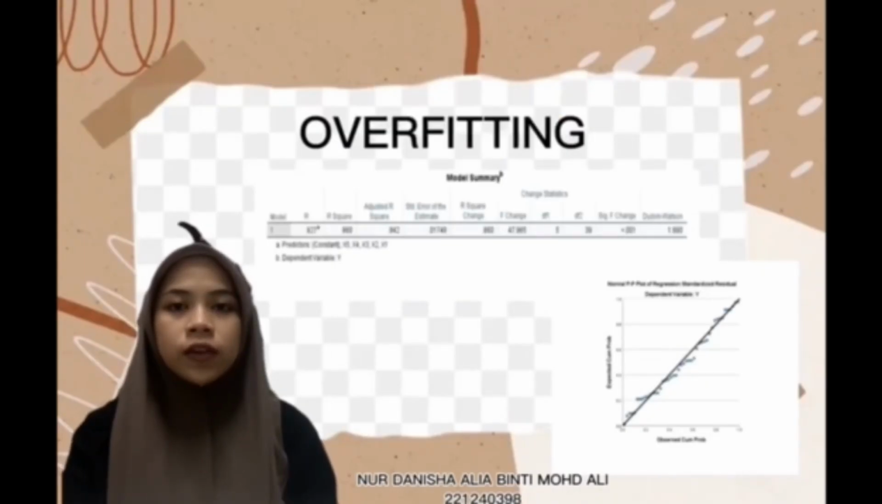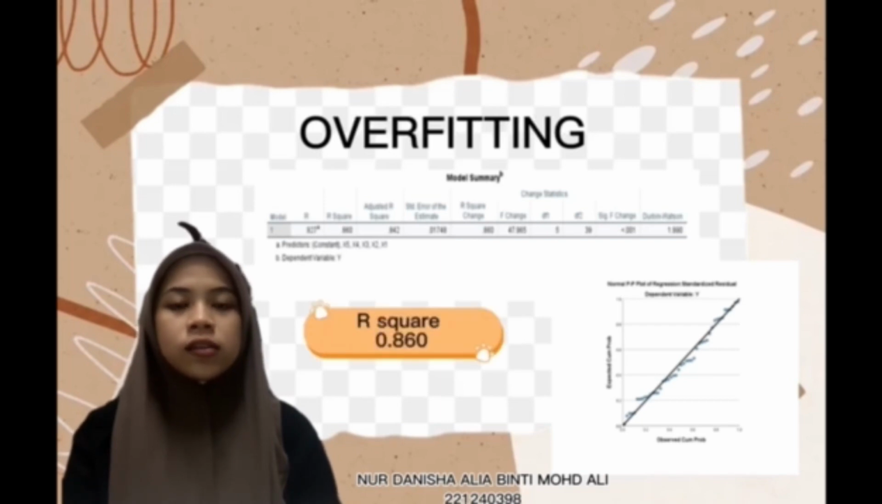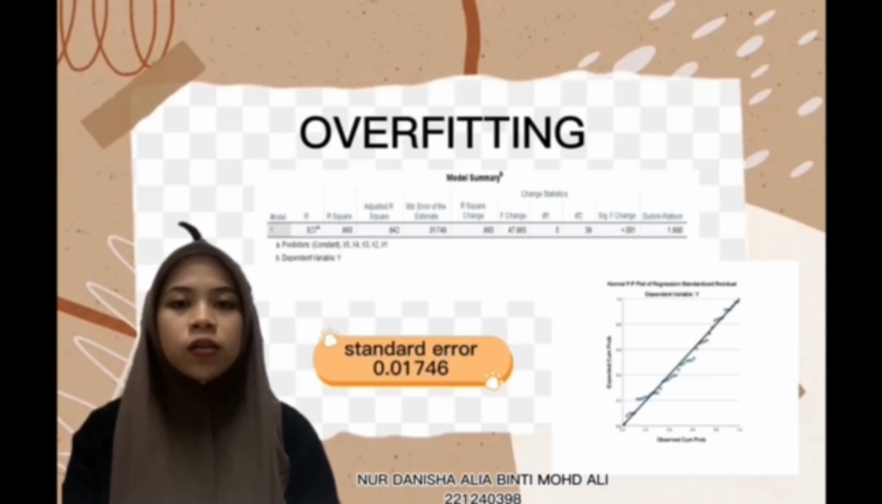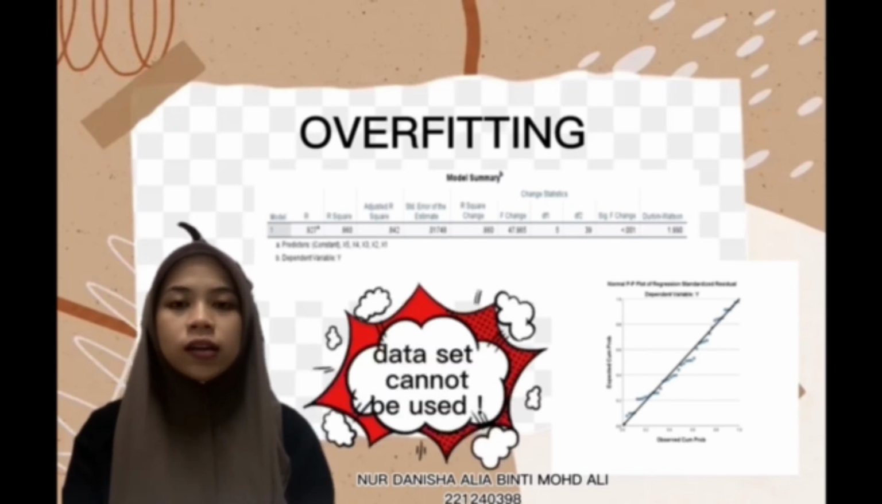Okay, next is overfitting. According to this table and diagram, R square is 0.860 and the standard error is 0.01748. This data is overfit because the R square is higher than the standard error. Since overfitting reduces a regression model's generalization ability outside the original dataset, this overfit dataset cannot be used.